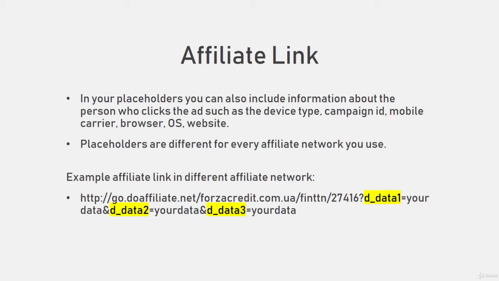In your placeholders, you can also include information about the person who clicks the ad, such as which device they are using, your campaign ID, the mobile carrier they are using, which browser, which operating system, which website they are clicking. Please be aware that placeholders are different for every affiliate network that you use. Here's another example from an affiliate network. As you can see, instead of using S1, S2, and S3, the placeholder here is D_data 1, 2, and 3.